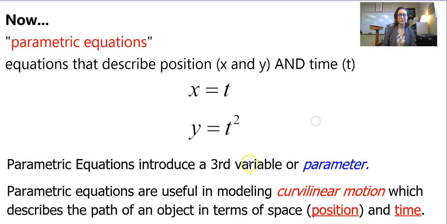So parametric equations are useful in modeling what we call curvilinear motion. So that describes the path of some object in terms of space and time. So your position, again, your x and your y in terms of time. So you can see here that my x coordinate depends on time as well as my y.